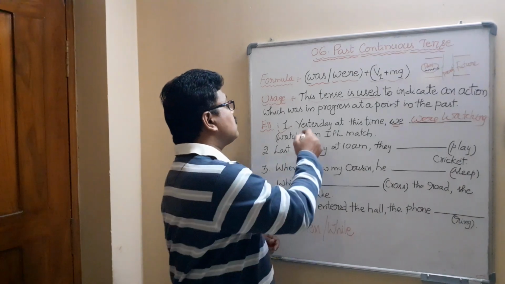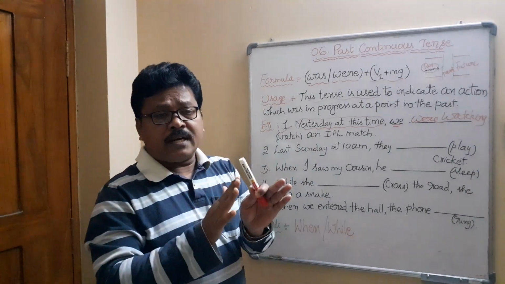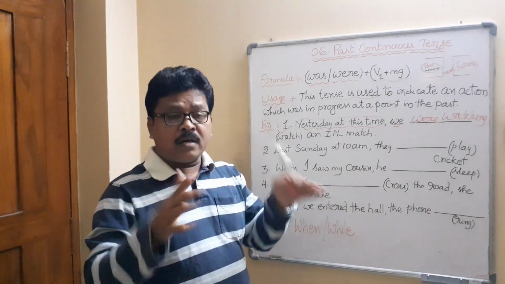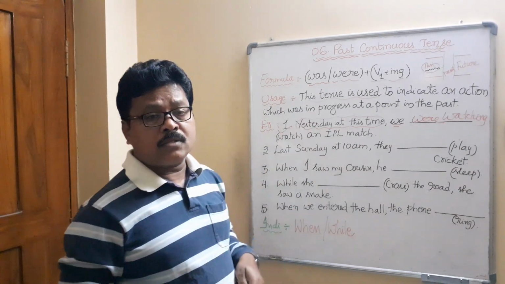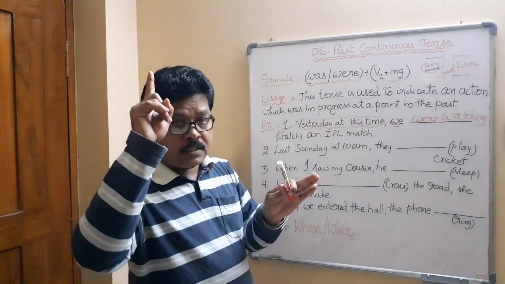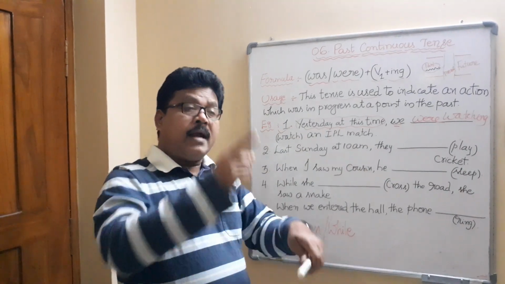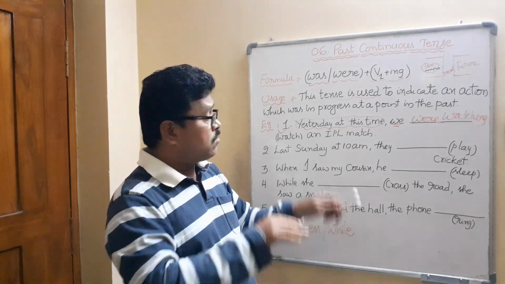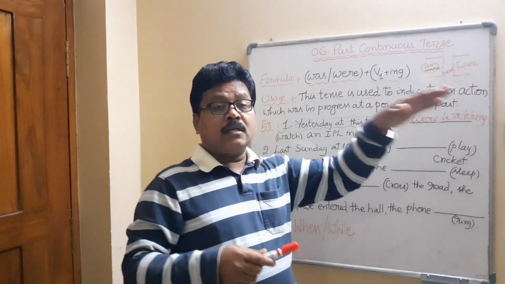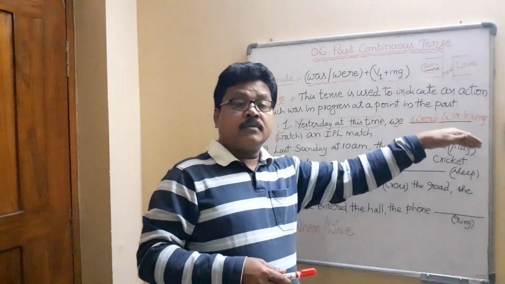How do we know? This is one indication: yesterday at this time. Only yesterday means simple past tense, which we already learned. Yesterday I saw a movie. Yesterday he bought a car. Yesterday he sold his old house. Only yesterday means V2, simple past tense. But here some extension is there: yesterday at this time, yesterday at 10 a.m., yesterday at 9 p.m. So we have to extend the tense form also. Instead of simple past tense, we have to use past continuous tense.